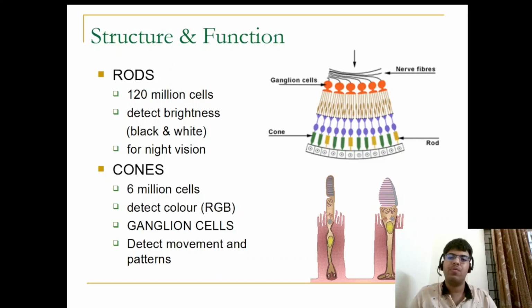Next is the function of rods and cones. Believe it or not, we have around 120 million rod cells, which detect brightness for us, including both black and white, and are also responsible for night vision. Next are the cones, of which we have almost 6 million cells, which detect the colors of RGB, and also the ganglion cells, which detect movements and patterns.